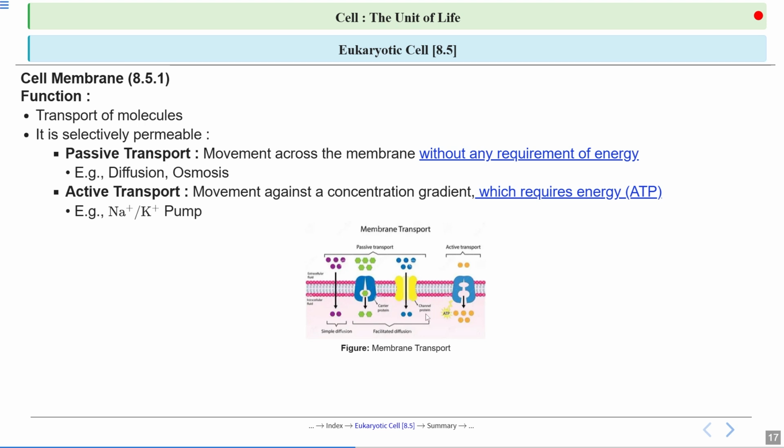Now these are the channel proteins also. Then this is the active transport. This is happening against the concentration gradient. That's why energy is being required for the transport of the molecules across the membrane.